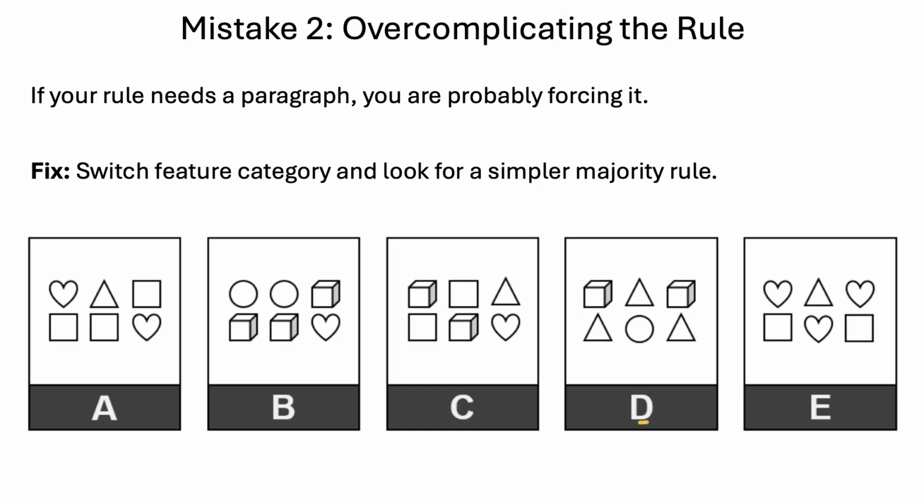Let's continue. D also has 3 types: cubes, triangles, and circles. And lastly, E also has 3 types: hearts, triangles, and squares. So C is the only element with a different number of types of shapes compared to the rest. So therefore, C is the odd one out.